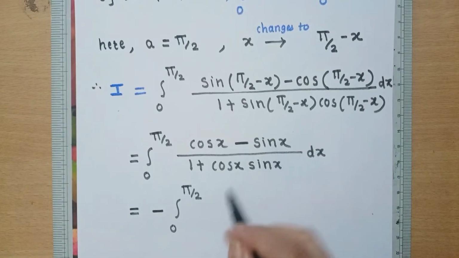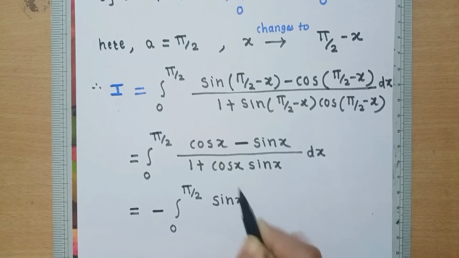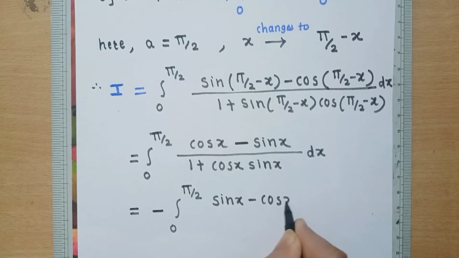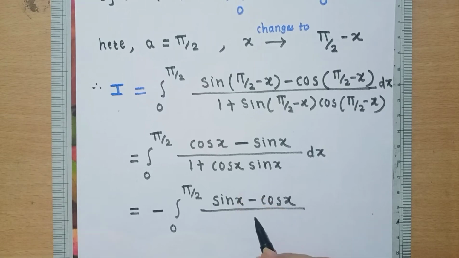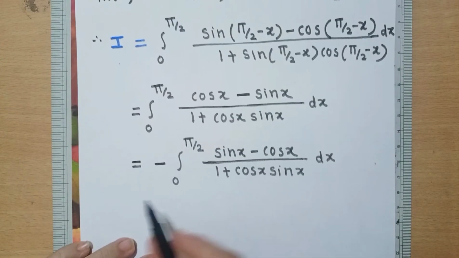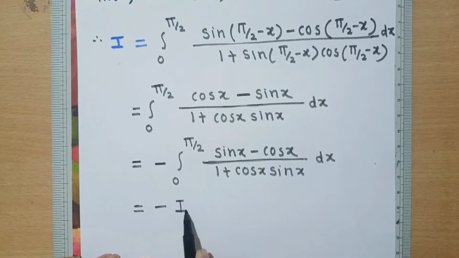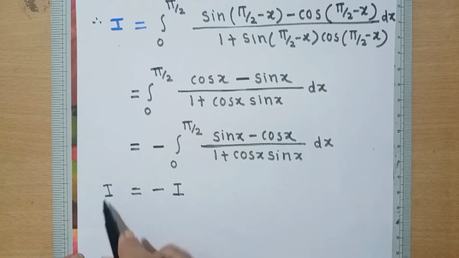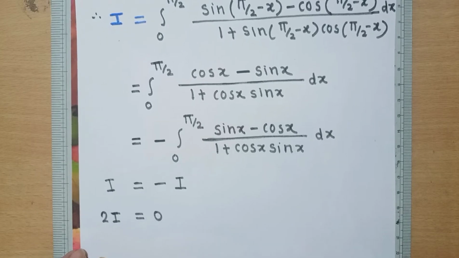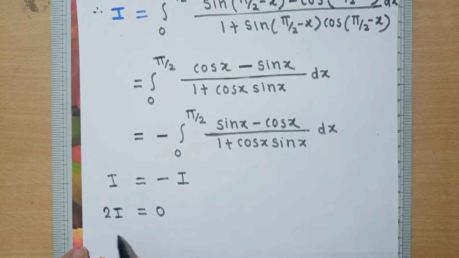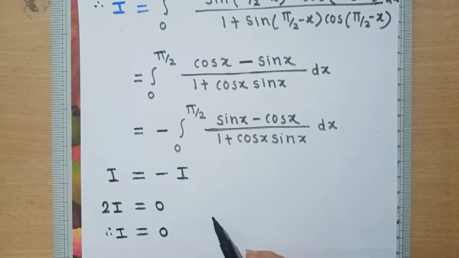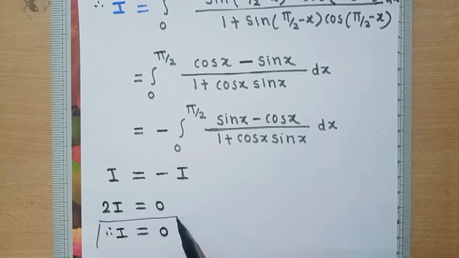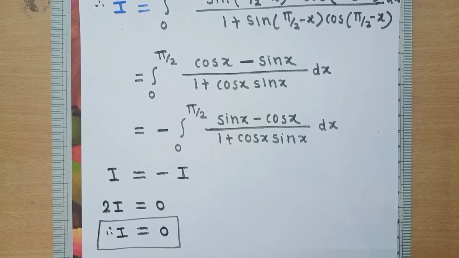So from the numerator we are taking the minus sign out, so sin x, and then here we will write minus cos x, and this denominator as it is, and this is nothing but our given integral I. So the left hand side is I, move this I to the left hand side, so I plus I is twice I, and here 0 remains, and again divide this equation by 2, and therefore I is equal to 0, and hence we can say that the value of the given integral is 0.